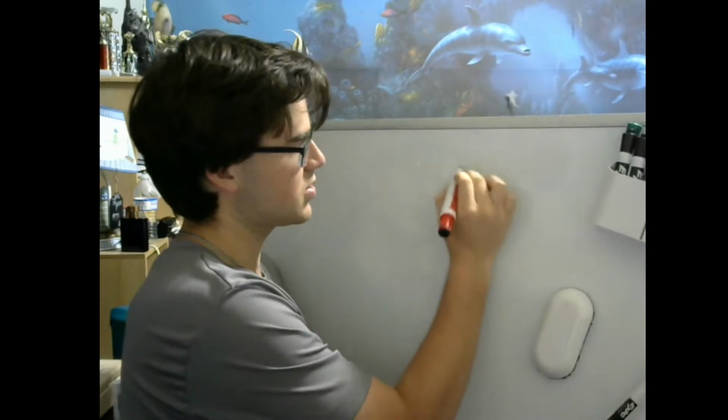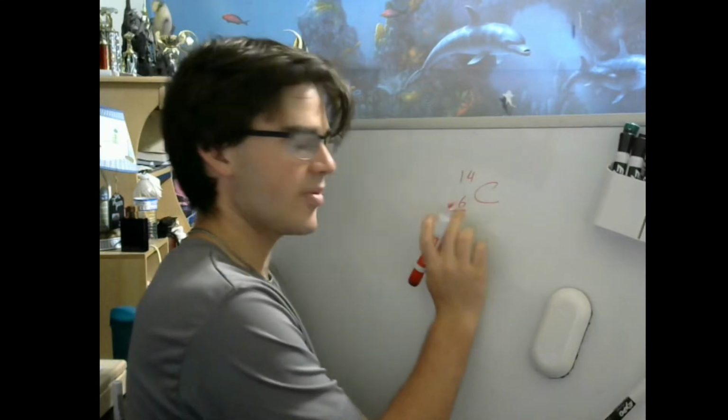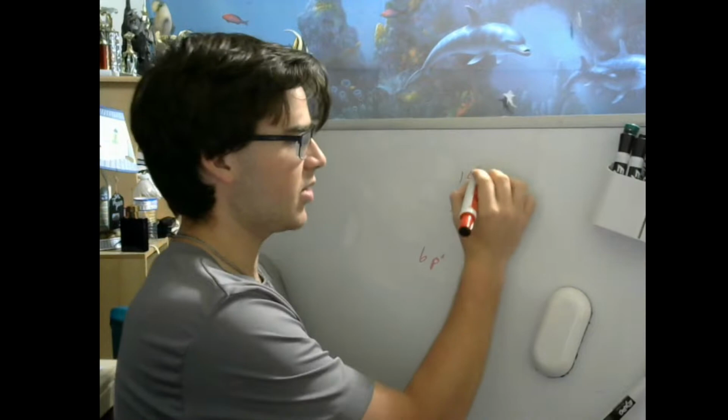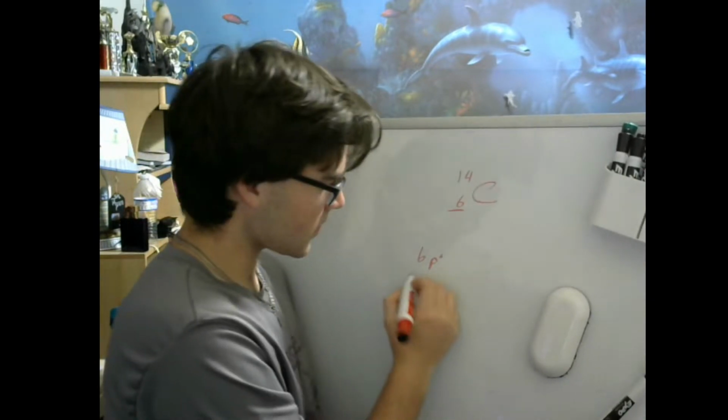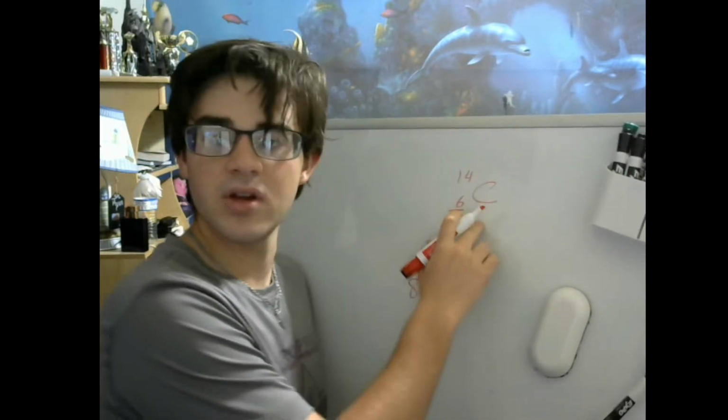Sometimes you'll get something that looks like this. So still 6 here. The 6 is what makes it carbon. So we still have 6 protons, but now we have 14 here. So now we have 8 neutrons. So now we have a new isotope of carbon.